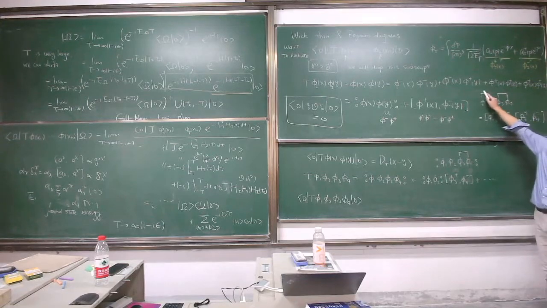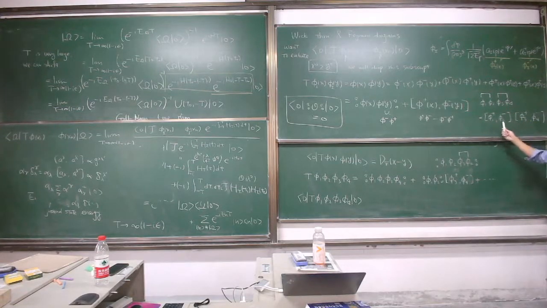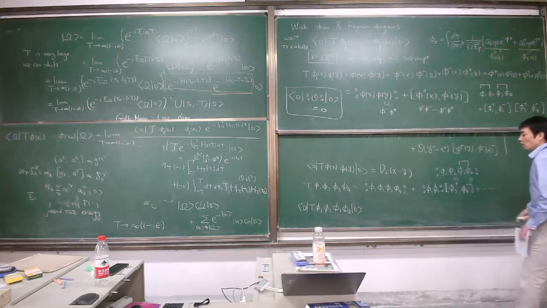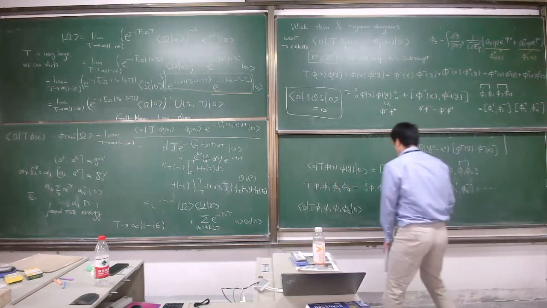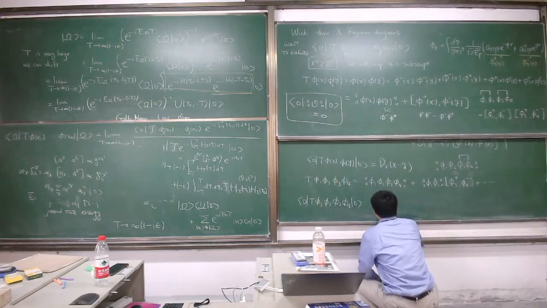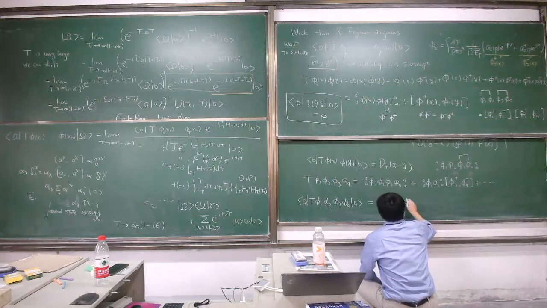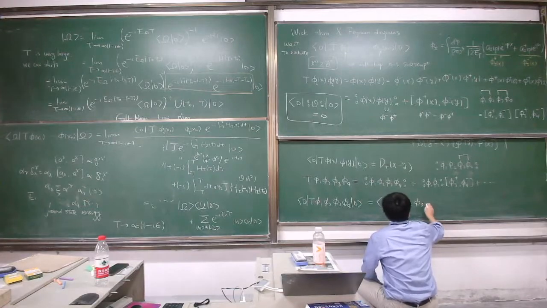So once you contract and take care of the time ordering, this contraction will give one propagator, that we already knew. So therefore, what we have is all possible contractions. So I'm going to be schematic.